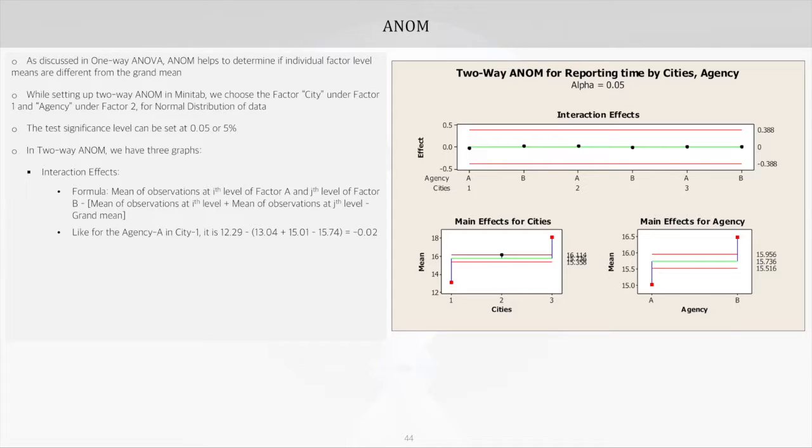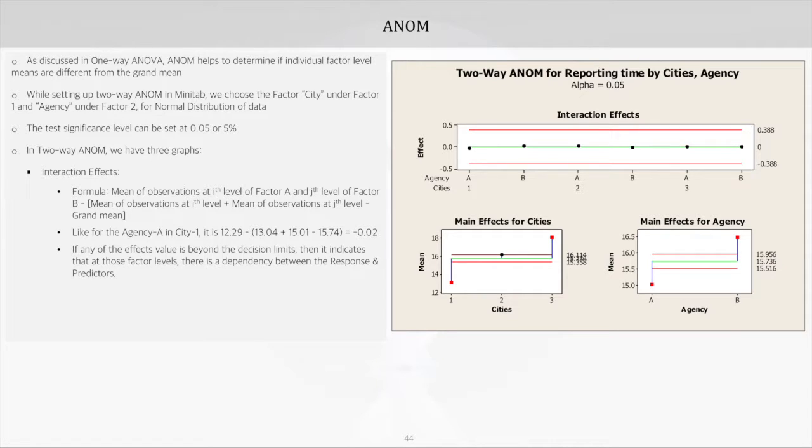Now, coming back to the calculation for agency A in city 1, it would be given by 12.29 minus mean for the observations for city 1, which is 13, plus the mean for agency A, which is 15, minus the overall mean, which is 15.7. So that's how this minus 0.02 is coming, and that is this observation here.